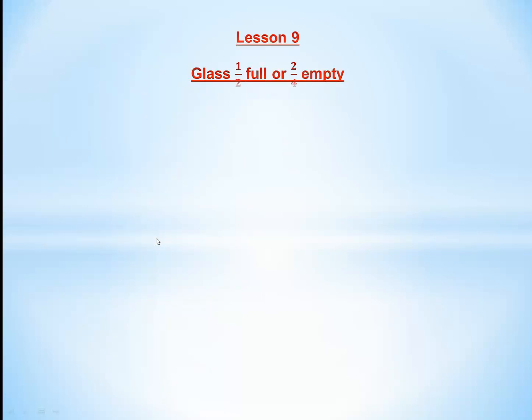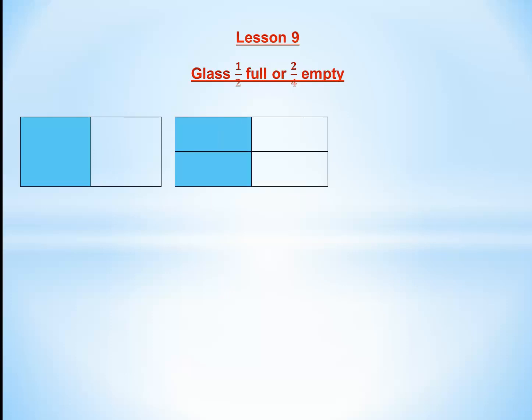Okay, Lesson 9, glass half full or 2/4 empty. Here we have a bar. This bar is divided into two equal parts, and I took one part, so it will be half. And this is the same bar, but divided into 4 parts, and I took two parts, so it will be 2/4, and it is equal to half, the same.